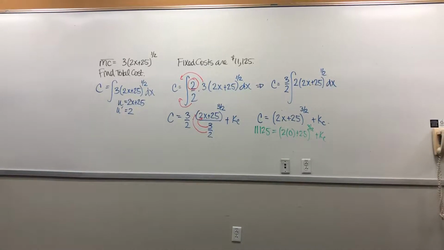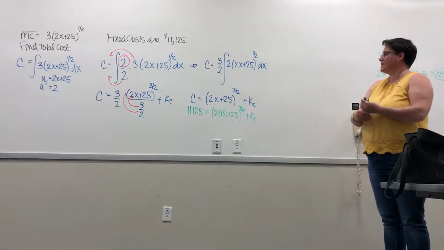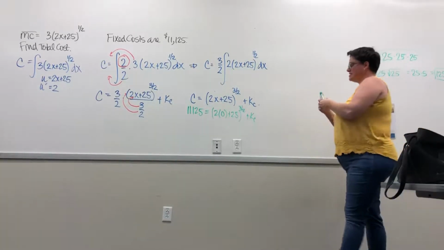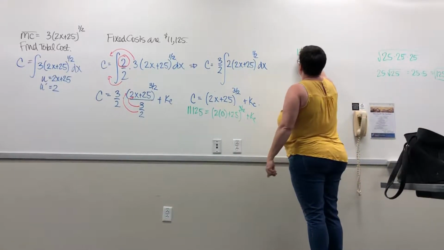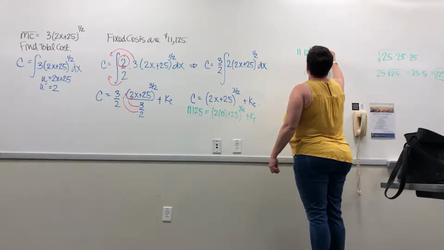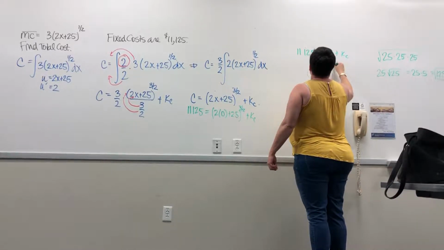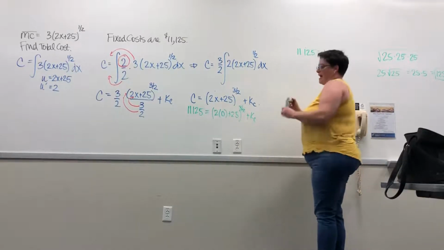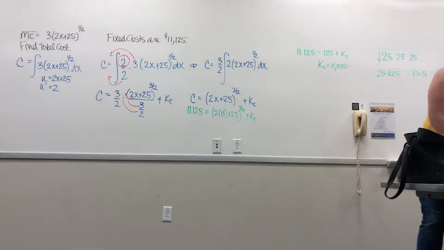And as far as the nugget, because you didn't write it out, at 0 production there's still a cost of 11,000. So what does K sub C equal, guys? 11,125 equals 125 plus K sub C. K sub C equals 11,000. Well, that's going to change things, isn't it? By golly, yeah, it is.